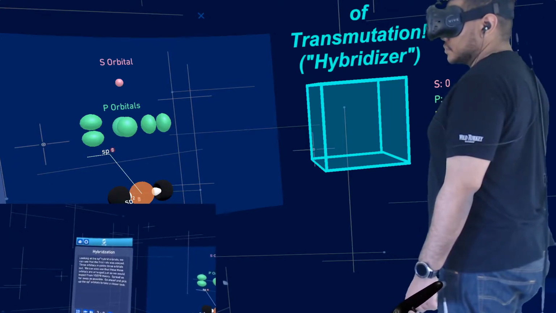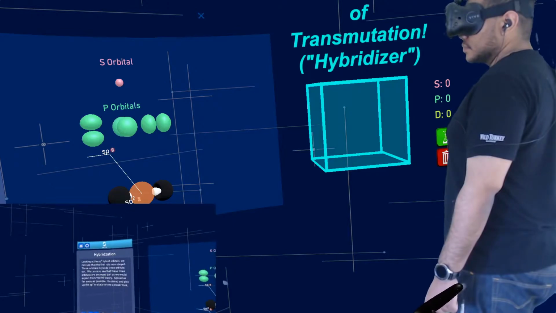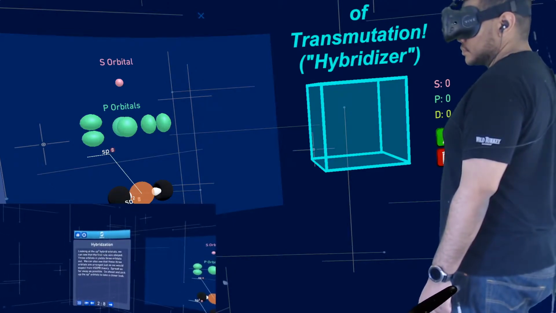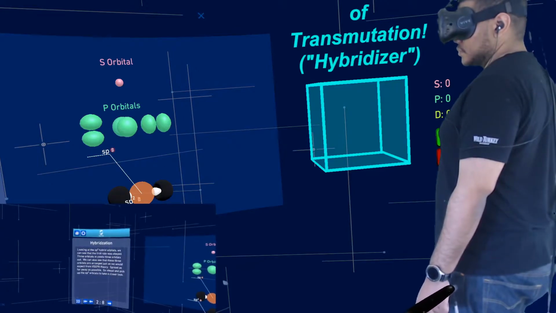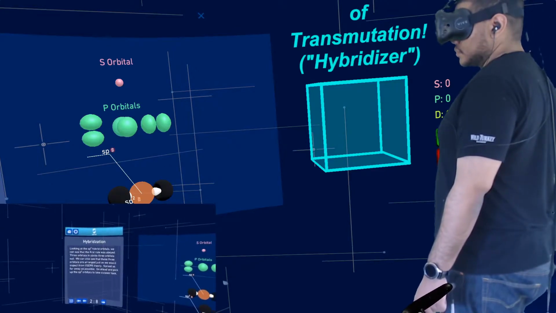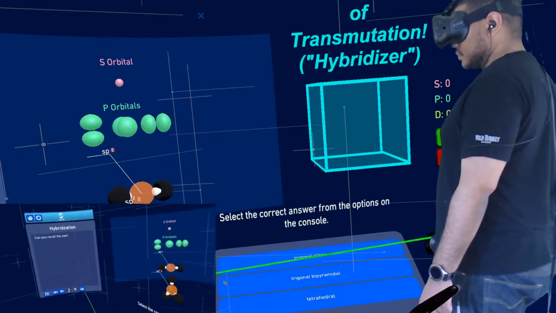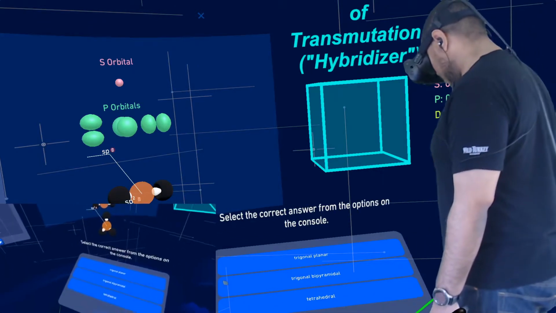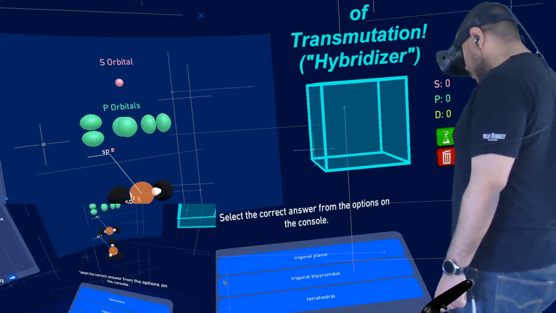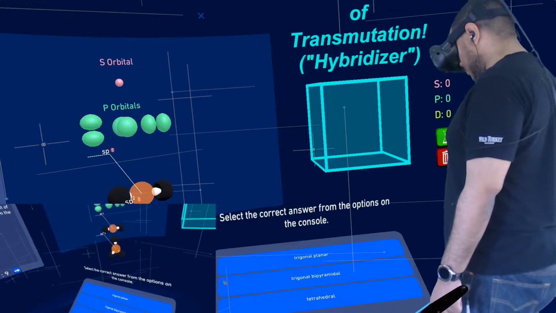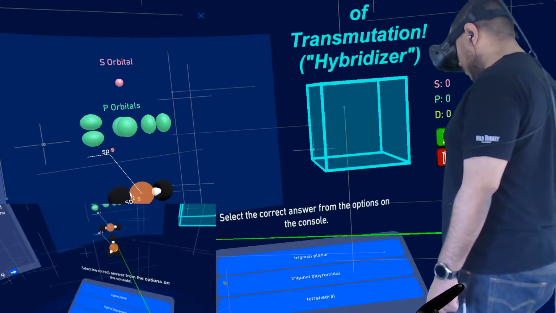We can also see that these 3 orbitals are arranged just as we would expect from VSEPR theory. Spread as far away as possible. Go ahead and pick up the sp2 orbitals to take a closer look. Can you recall the name for the electronic geometry which corresponds to the geometry of sp2 orbitals in front of you? Select the correct answer from the options on the console.